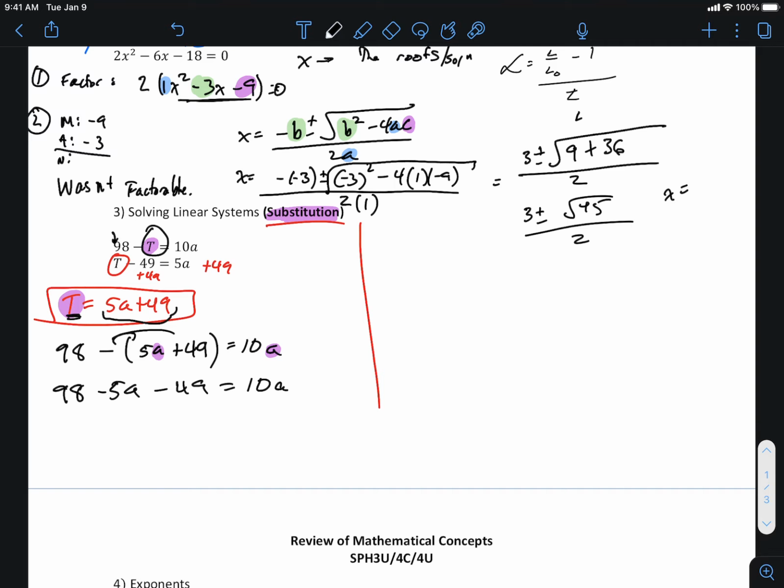Now I'm just going to get the numbers on one side and the a's on the other. The numbers are conveniently already on the left side, so I'm going to leave those alone. The opposite of subtracting 5a would be to add 5a. So you're going to get 98 minus 49 is equal to 10a plus 5a. You have 49 is equal to 15a. To solve for a, divide both sides by 15.